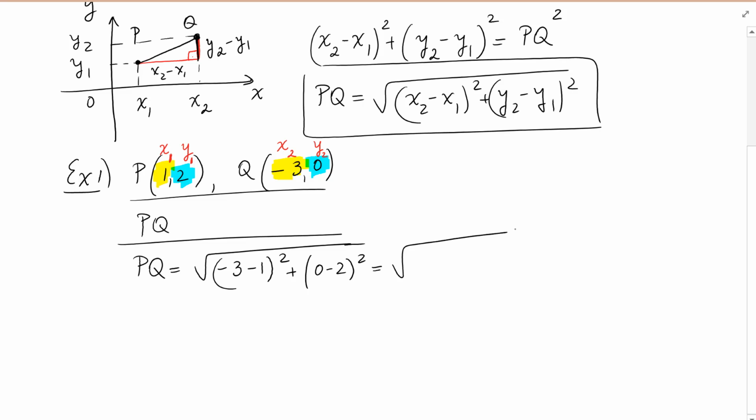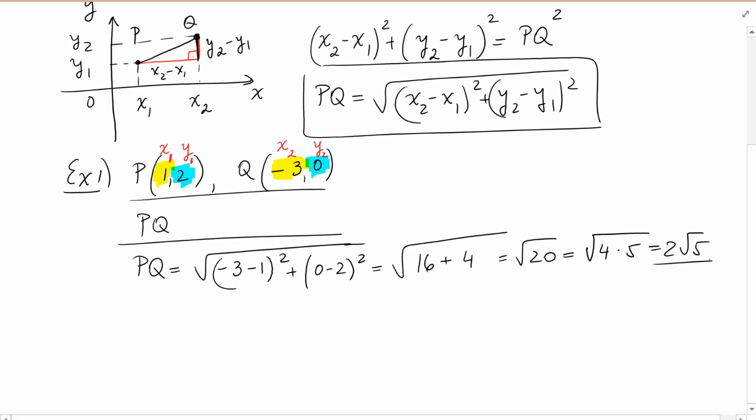So all you have to do here is do the math. Negative 4 squared is 16, plus negative 2 squared is 4. So it's the square root of 20, which we can simplify into the square root of 4 times 5, which is 2 square root of 5. And this is the value for the distance PQ.